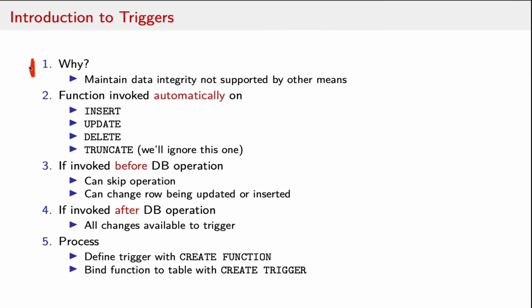Well, again, to maintain data integrity that's not supported by other means. Obviously, making sure that a primary key is unique across a table, or that a foreign key refers to a valid primary key in the referenced table, is part and parcel of what the database can do for us. And because it's built into the database, it's going to be very efficient, very fast, highly optimized. But there are other things we want to do to ensure integrity, or other kinds of functions on demand, that aren't covered by the database. And this gives us a very general purpose way to address that.